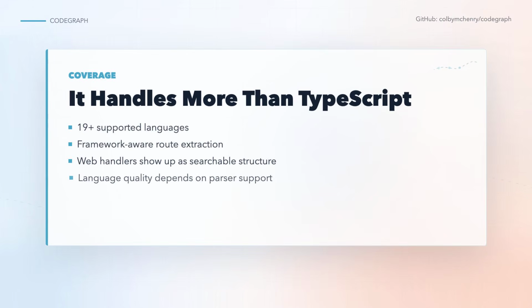The project is written in TypeScript, but it is designed for mixed repos. It supports more than 19 languages and framework-aware route extraction across common web stacks. That means a backend route or handler can become part of the graph instead of hiding inside plain text search. For large apps, that distinction can save a lot of backtracking.